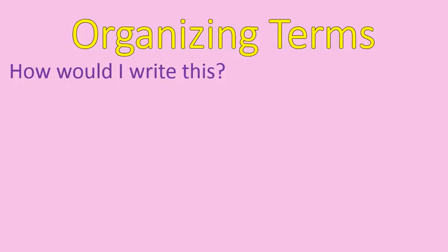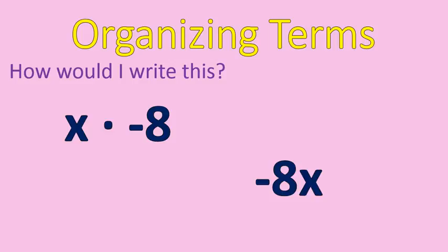So let's go ahead and organize a term. I'm going to give you a term, and it is written with multiplication, x times negative 8. And the way that I would organize this is, instead of writing it as x times negative 8, I would simply write negative 8x. See how that's the same information? It means negative 8 times x. It's the same information contained inside of a term. And that's the way we like to write things. We write it with the sign first, the number second, and the variable last.